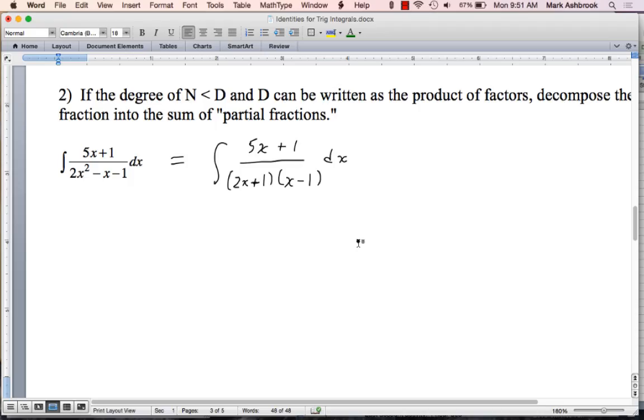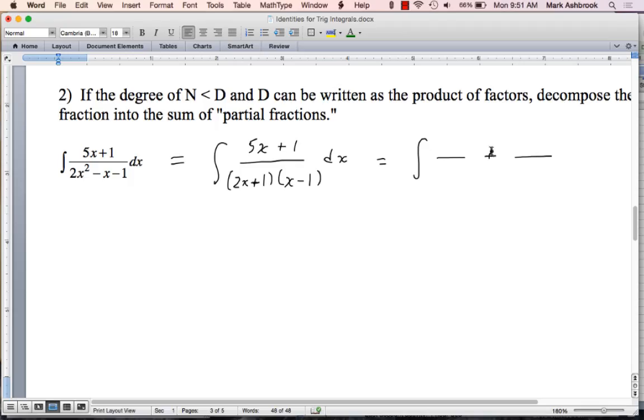Okay, so now the idea here is partial fractions means we want to decompose this into the sum of fractions. And if it's the sum of fractions, then it can be the sum of integrals. So we'll just start with the sum, right? So the sum of what two fractions is the same as this one big fraction.